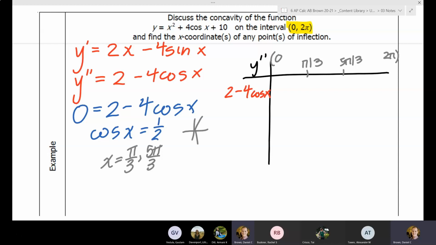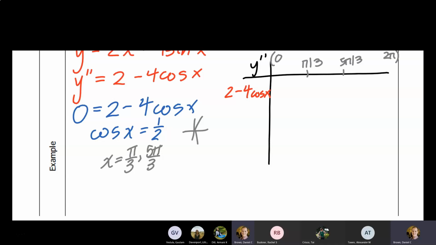So plugging in just some values, go ahead and fill in that sign chart for me. And I would think of maybe some easy radian values to plug into that. And then we'll go back and justify our question.